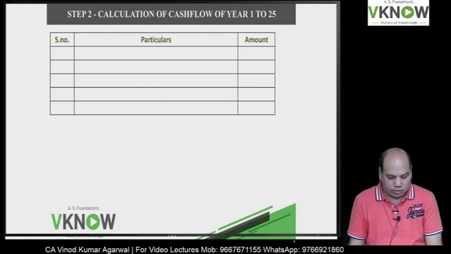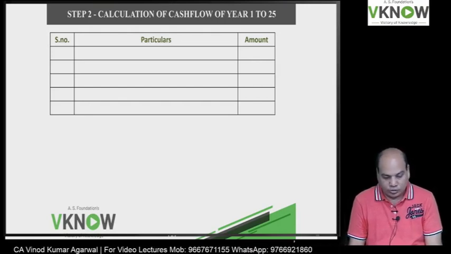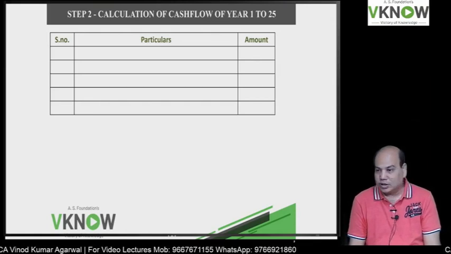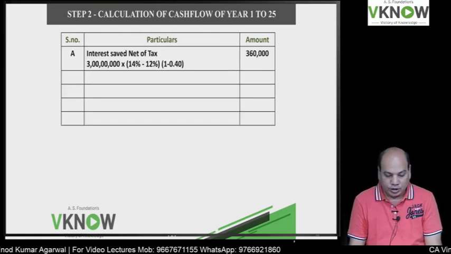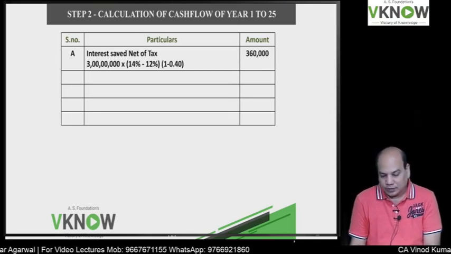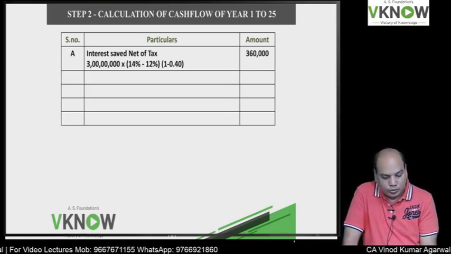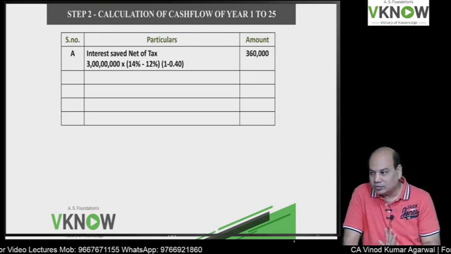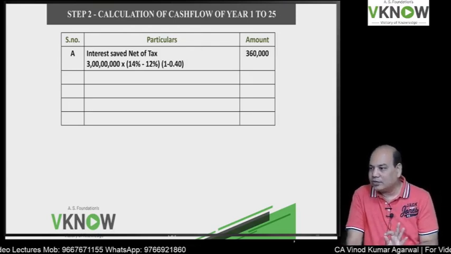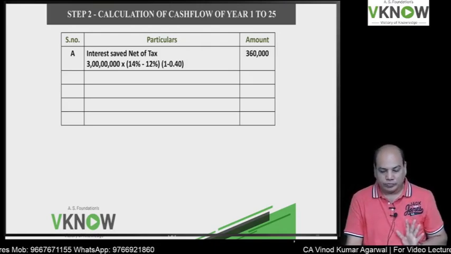Right hand side amount. Write nicely. I am also teaching you how you need to present in the exam. First point A, write down. Main reason for refund is interest saving. So always write the first point as interest saved, net of tax. If the tax rate is given in the problem, interest saved net of tax.